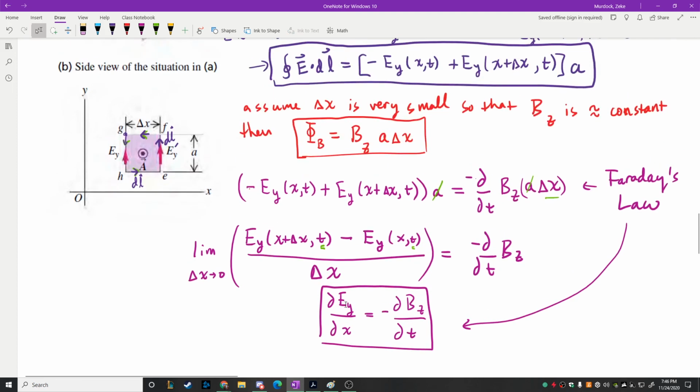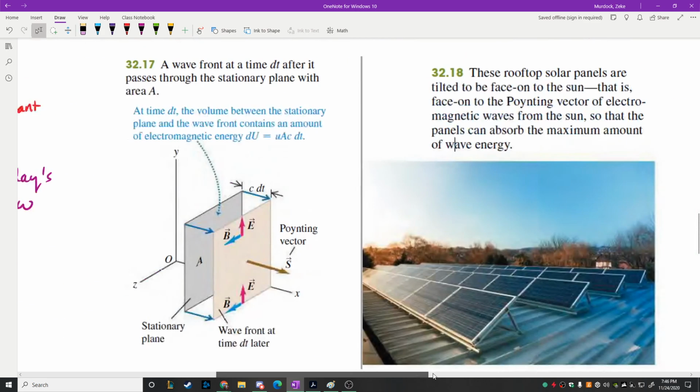Okay, so we used Faraday's law. The next thing to do is to use the Ampere-Maxwell law. Okay? For that one, I believe I have another picture over here.